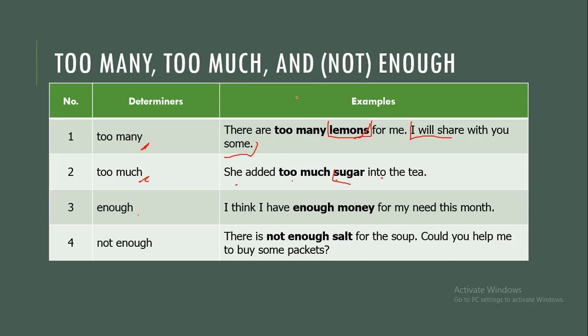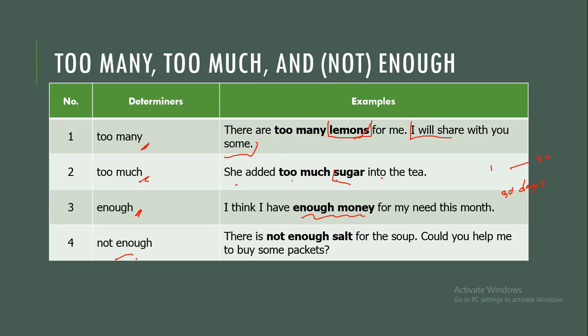And then we learn about this one: enough or not enough. Enough here means just perfect. I need 5, I get 5. I need 2, I get 2. That is the concept of enough. I think I have enough money for my need this month. For example, there are 30 days within the month, and I have enough money. So from day 1 until day 30, I won't be out of money, so my money is just sufficient. That's why we say I have enough money for my need this month.